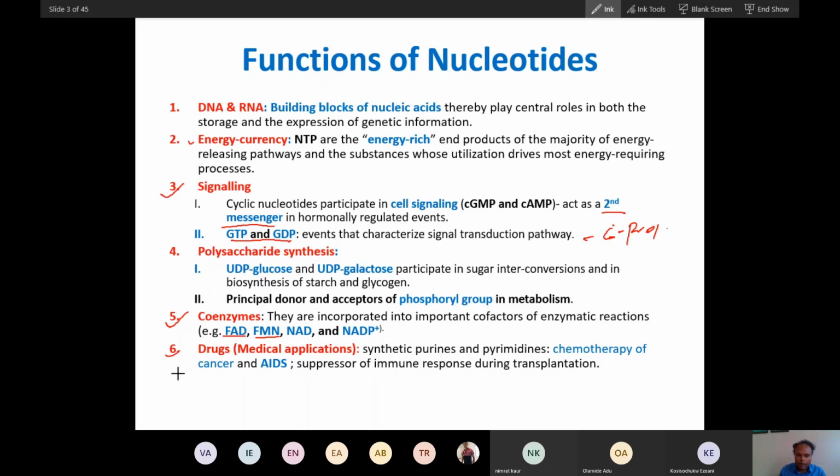Now drugs, many drugs are nucleotide drugs. Some are antiviral drugs, some are immunosuppressor drugs, some are antiviral drugs for AIDS, and some are anti-cancer drugs. So many drugs are made up of nucleotides. That is why understanding the structure of nucleotides is very important for you.